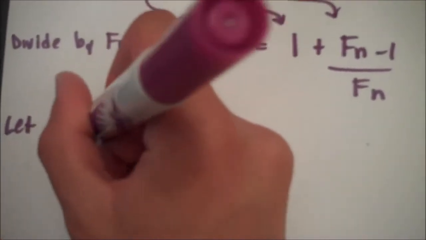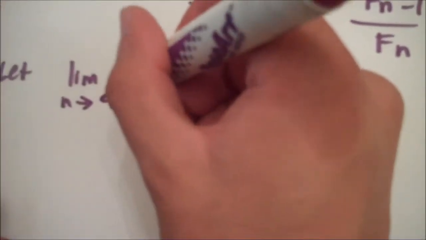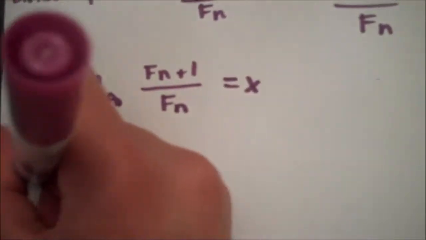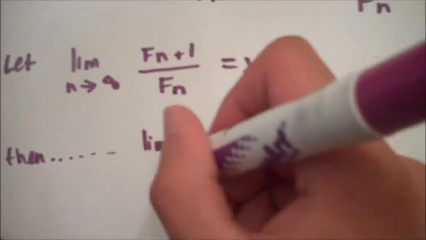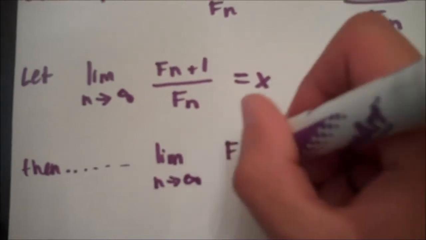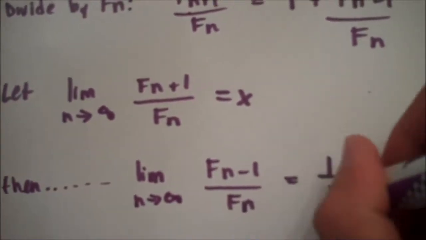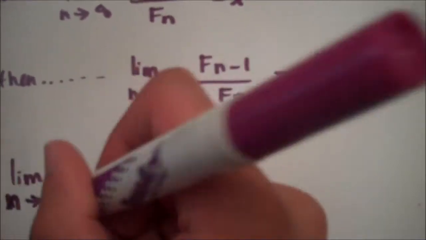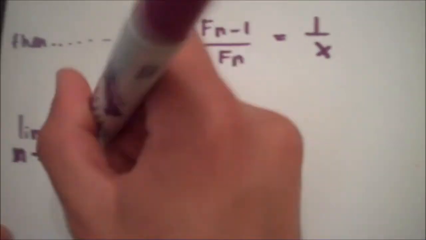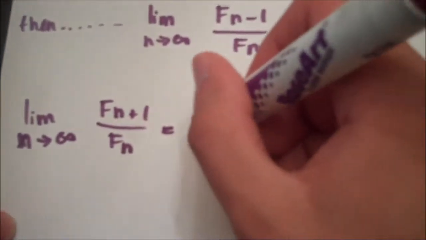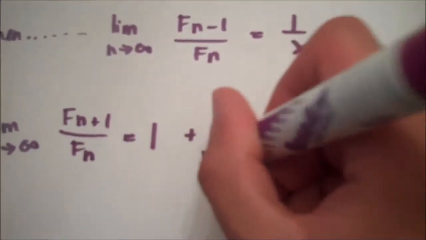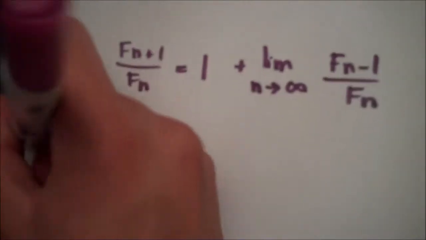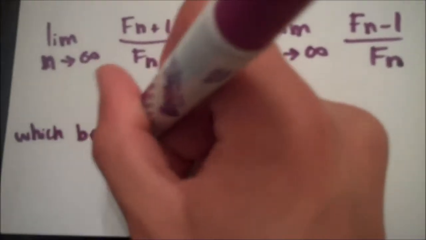After each term is divided by f of n, you let the limit as n approaches infinity of f of n plus 1 divided by f of n equal x. Also, you let the limit as n approaches infinity of f of n minus 1 over f of n equal to 1 over x, which is the inverse. After you do that, you have the equation rewritten as the limit as n approaches infinity of f of n plus 1 over f of n is equal to 1 plus the limit as n approaches infinity of f of n minus 1 over f of n.